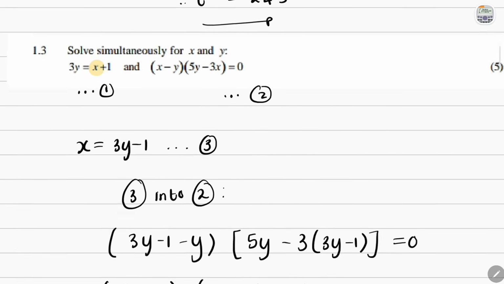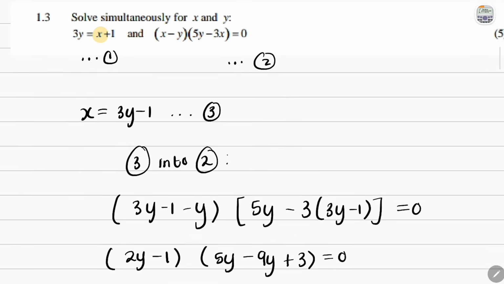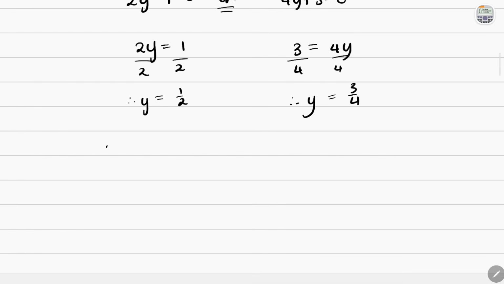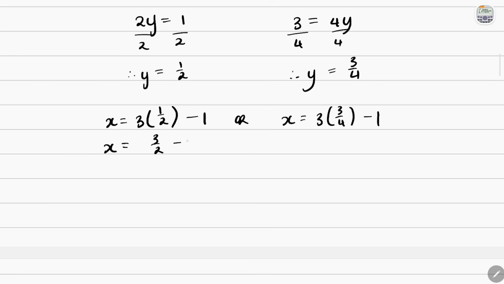And now we need to solve for x, because the question says solve for x and y simultaneously. So to solve for x, just find the equation that had x as a subject, and that was this equation number 3. X is equal to 3y minus 1. So in place of y, we substitute 1 over 2. And then x is equal to 3y again, 3 over 4 minus 1. And so x is equal to, that becomes 3 over 2 minus 1.